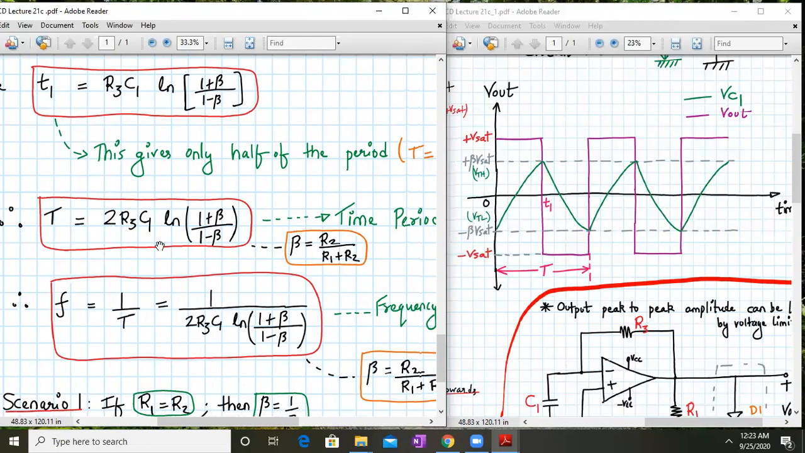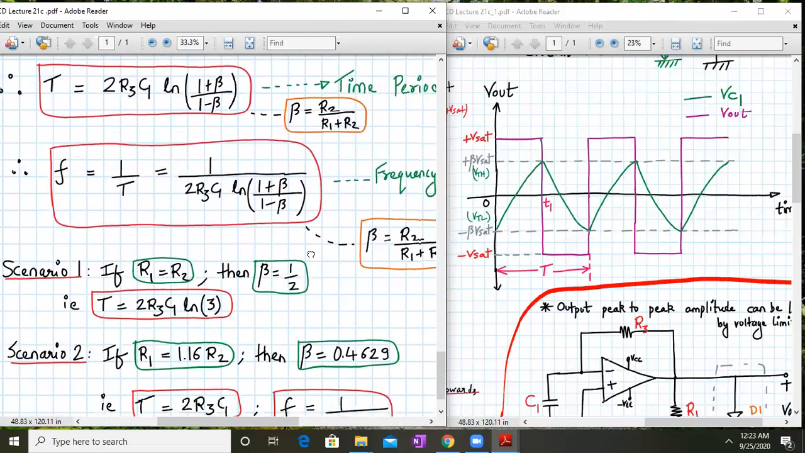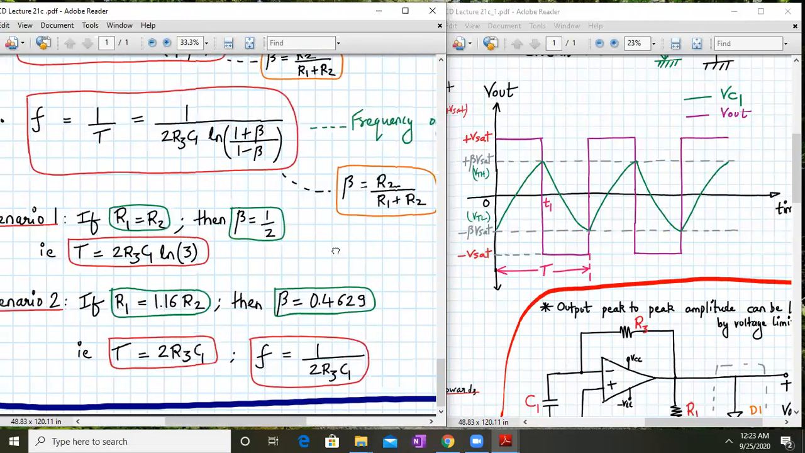So that will be twice of R3 C1 natural log of 1 plus beta upon 1 minus beta, where beta is R2 upon R1 plus R2. So this is my time period for the astable multivibrator, and my frequency will be given by 1 upon T. Frequency will be 1 upon 2 times R3 C1 natural log of 1 plus beta upon 1 minus beta. So this is my frequency of oscillation.